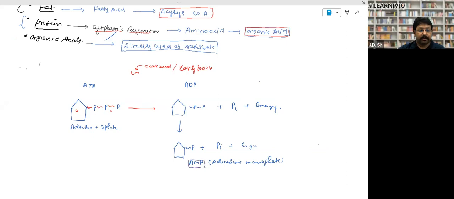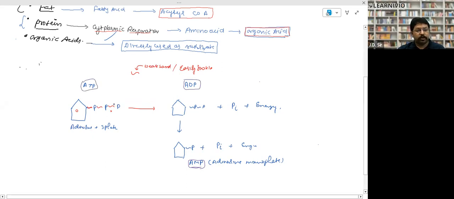What will happen? Again, one phosphate can break off in an emergency situation, and more energy will be released. And these are the phosphate bonds, which are breakable bonds, and due to the breakage of these bonds, energy is released.